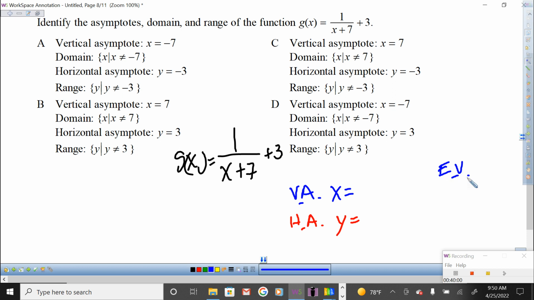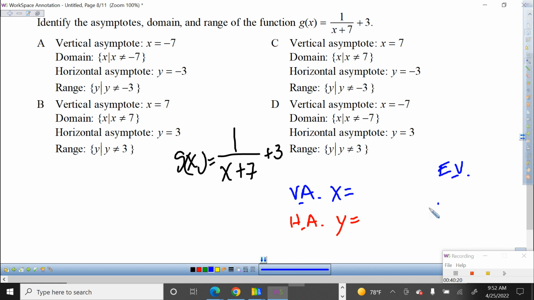I'll give you some time for that. Hurry up. All right, check with the neighbors, see what they got for their VA, HA, and excluded value, and what their answer was that they selected.